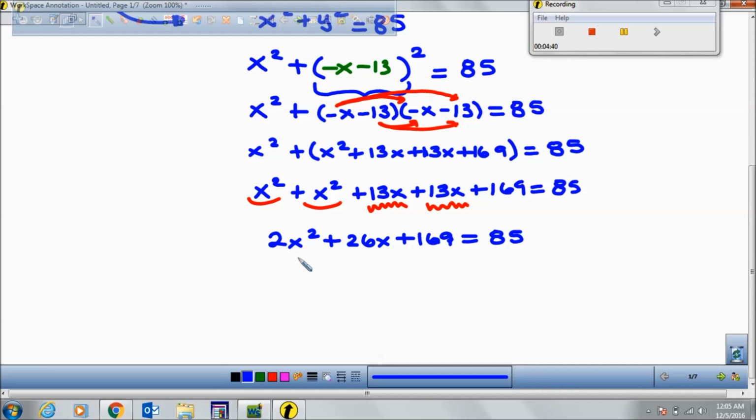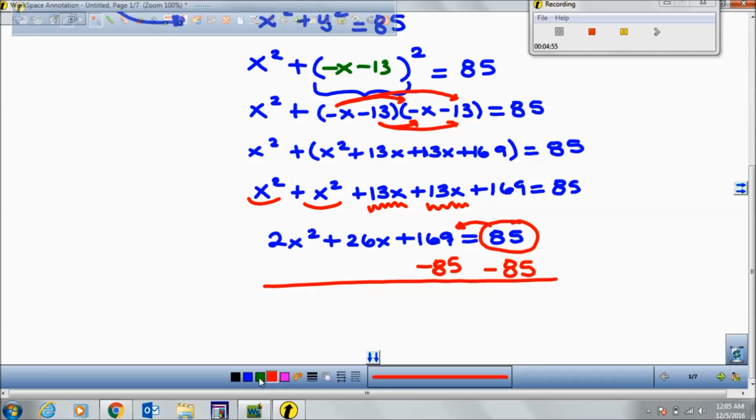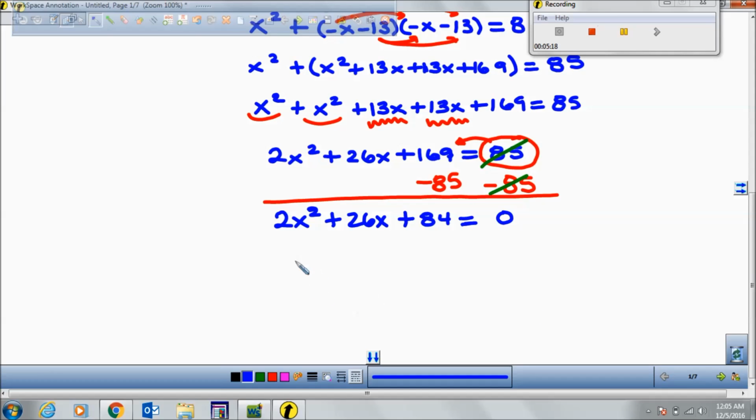And then we're going to move this 85 to the other side. Let's have all our terms on one single side. Since most of them are on the left, let's take this 85 to the left side. So this is going to be 2x squared plus 26x plus 169 minus 85, which is positive 84. These two cancel, so you end up with a 0 here. And now we have to solve for x.